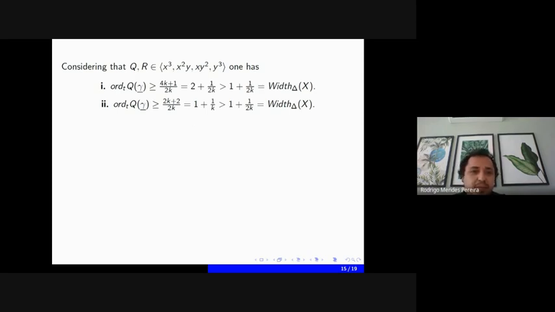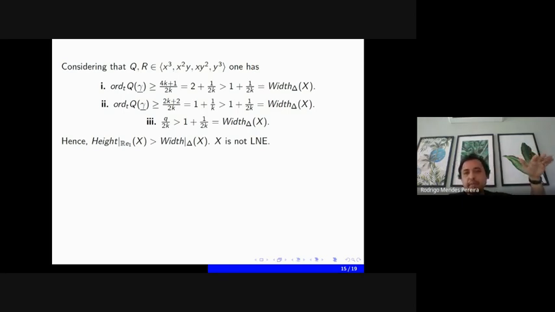it works also. And then considering the last exponent, you also have this order. Remember that you have a normal form. The Q, it means the order of the Q with respect to the Y variable. So in the three possible cases, the order is greater than the width. Then it means that the height of the surface is greater than the width of the surface. It means that the surface cannot be Lipschitz normally embedded.